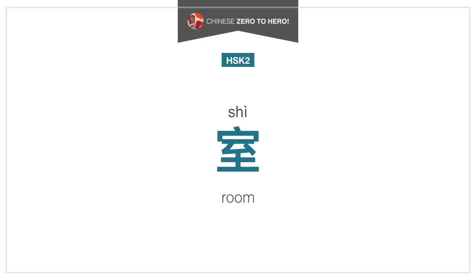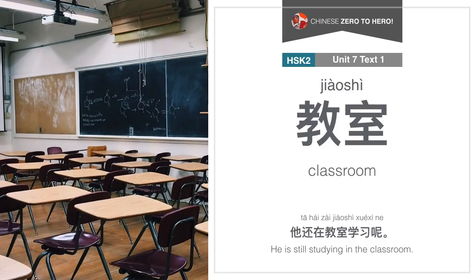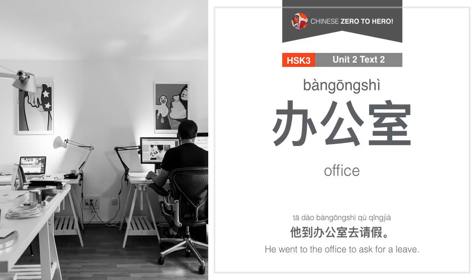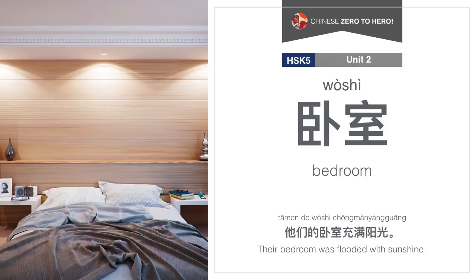The character 是, written like this, means room. In HSK 2, we learned the word 教室, meaning classroom. 他还在教室学习呢. He's still studying in the classroom. And in HSK 3, we learned the word 办公室, meaning office. 他到办公室去请假. He went to the office to ask for a leave. And in HSK 5, we learned the word 卧室, meaning bedroom. 他们的卧室充满阳光. Their bedroom was flooded with sunshine.